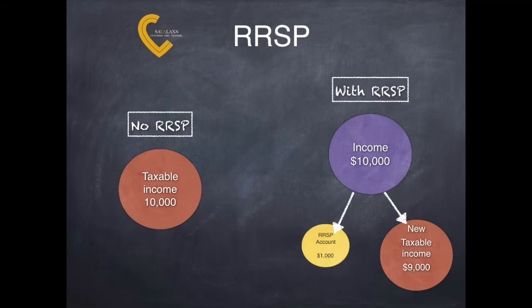So let's say you earn $10,000 per year, just supposedly, and you have to pay tax on your $10,000. But if you decide that you're going to put $1,000 into RRSP, depending on how much room you have, of course, then what you really have to pay tax on is only $9,000, because that $1,000 is a tax shelter when you put it in an RRSP account.